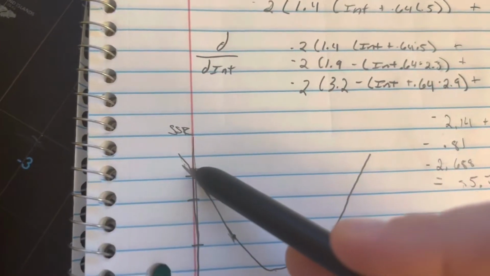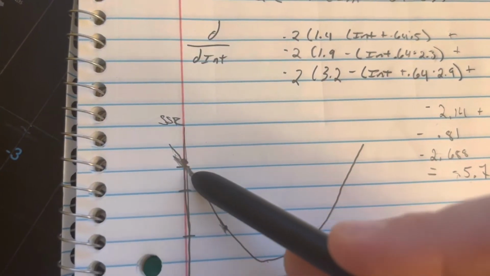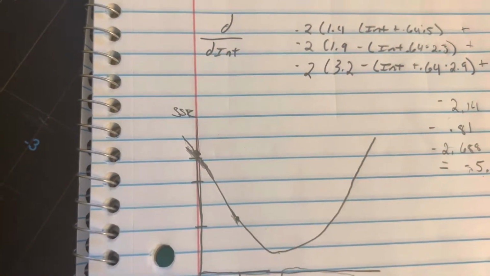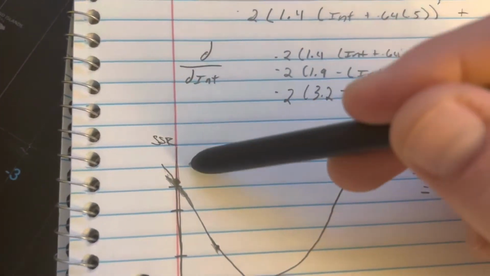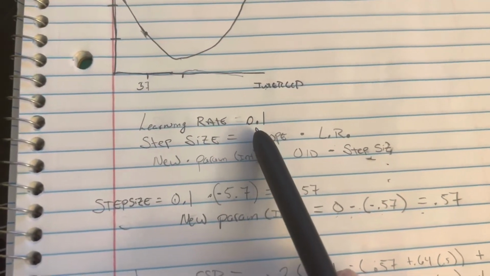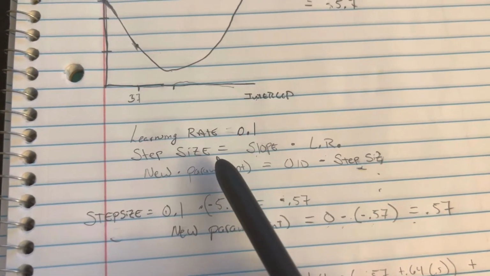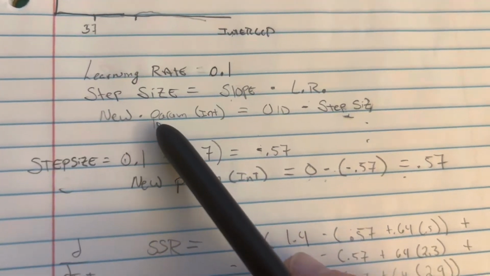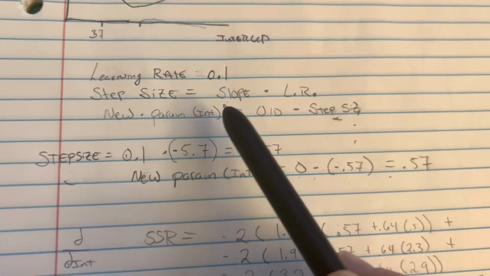Negative 5.7 is the slope of the tangent line to the sum of squared residuals when our intercept is set to 0. Now, we want to use gradient descent to find a step size. Gradient descent will find a step size by applying a learning rate. In this case, we're going to set it to 0.1, and multiply the slope by the learning rate, and that equals our step size. And then we'll calculate a new parameter, which we get from the old parameter minus the step size.